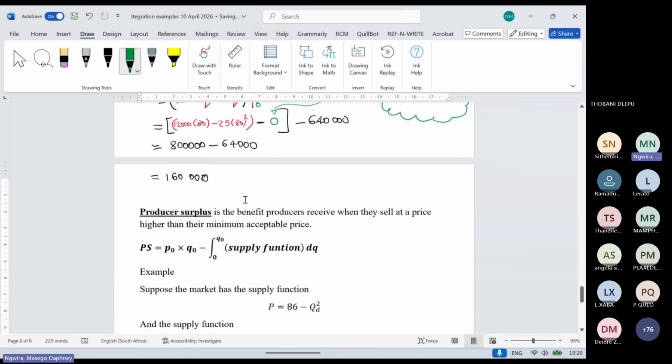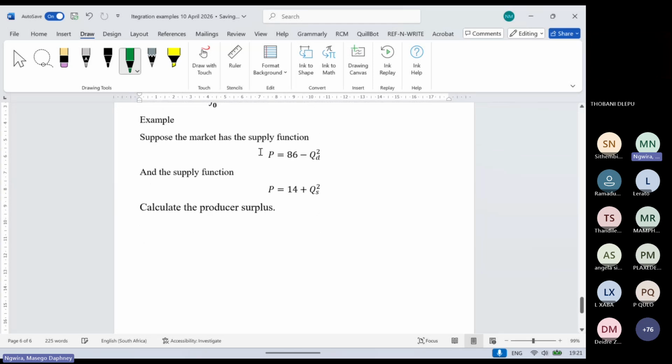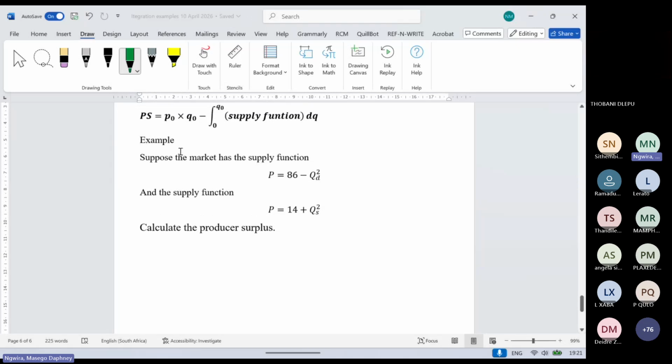All right, now let's go to producer surplus. They're saying it's the benefit producers receive when they sell at a price higher than their minimum acceptable price. So that's the formula for the producer surplus from your study guide. So I'm just going to do this example so that you understand. This is my last example.